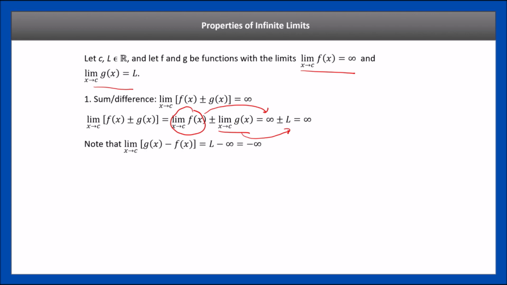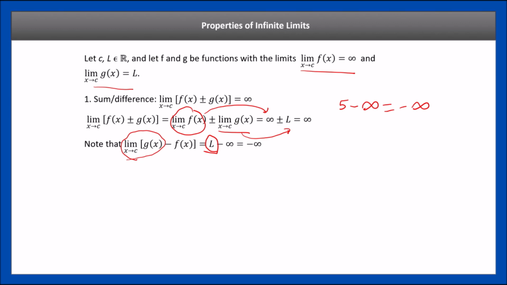Now there's one note that we need to mention here. Suppose we have g of x minus f of x. Well then we know that the limit as x approaches c of g of x is L, right? And we know that L minus infinity is negative infinity. So for example, if I had 5 minus infinity, well that's just negative infinity. All right, because 5 minus a really big number is a really negative number, right? So it's a negative number.